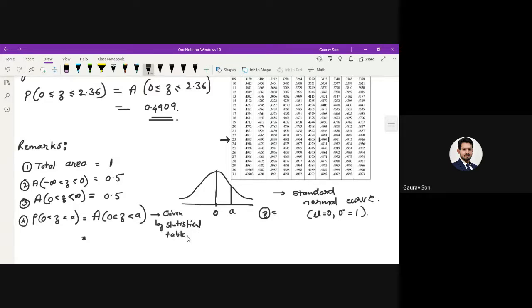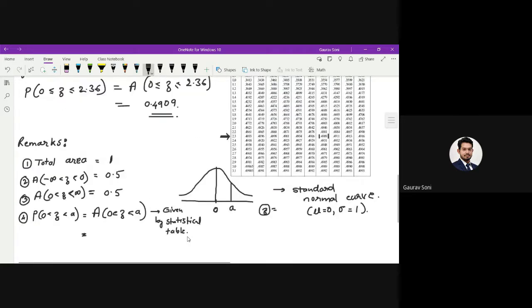Fine. So once all the things are clear, I can take different examples to help you understand this better. So we'll use the statistical table to study different cases, and then we will go to the actual examples.